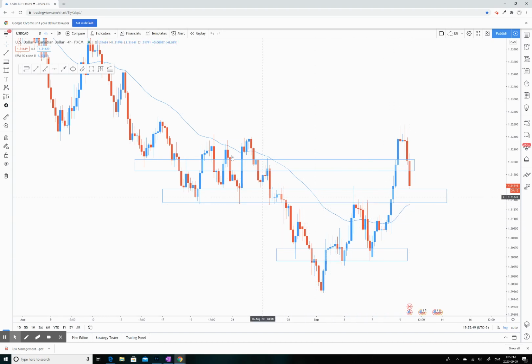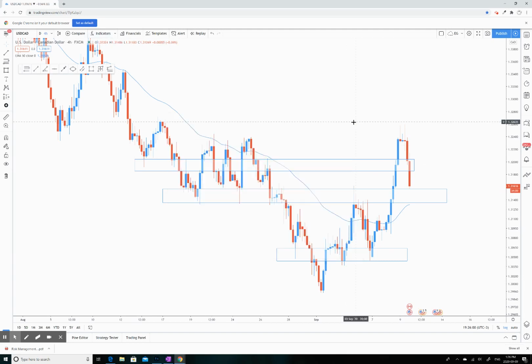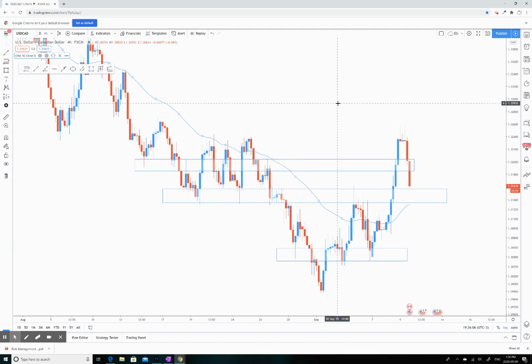So this EMA I have plotted here is the 50 EMA. For those of you who don't know how to find it, I'll just quickly show you. You just search up moving average exponential and it'll show up. You plot it and then you can change your EMA by going to the settings and putting in whichever length you want to use there. So that's how you do that. I do have the 50 EMA in there, like I mentioned.